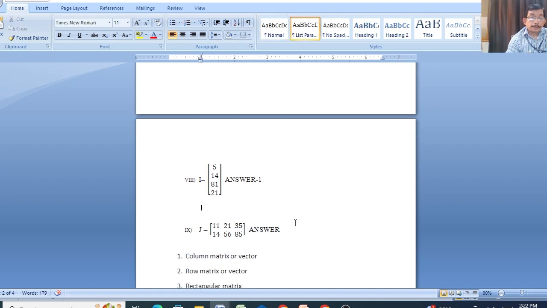Next one. All the elements belong in a rectangle shape. Rectangle shape means the row is 2 and the column is 3. 2 by 3, row is not equal to column. So 2 by 3 is the rectangle shape, and this is the example of a rectangle matrix. The answer is 3. So, is it clear, students? These are some questions on the types of matrix.